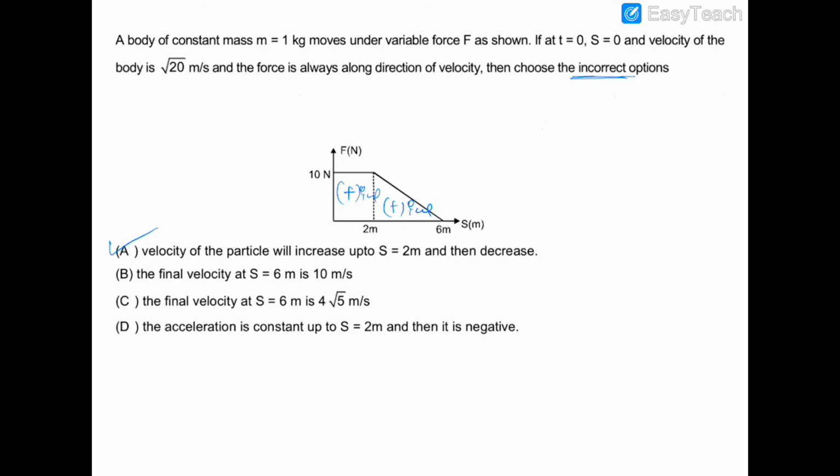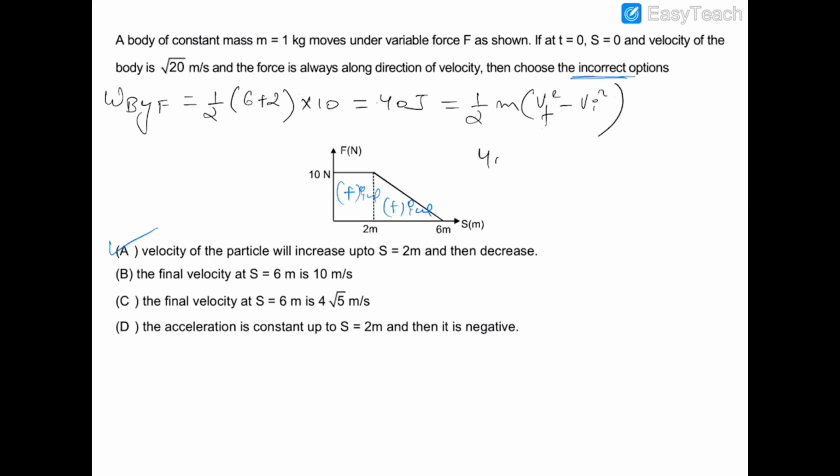Now the final velocity at s equal to 6 meters will be 10 meters per second. Now we need to check this out: the work done by this force F will be equal to the area, and the area will be equal to half the sum of parallel sides, which is 6 plus 2, into height. Height is 10. So this work done by F will be equal to 40 joules, and this work done is equal to the change in kinetic energy, half m times v final square minus v initial square. Now this 40 is equal to half, mass is 1 kg, and v initial square is 20. So v final square will be equal to 100 and v final will be equal to 10.